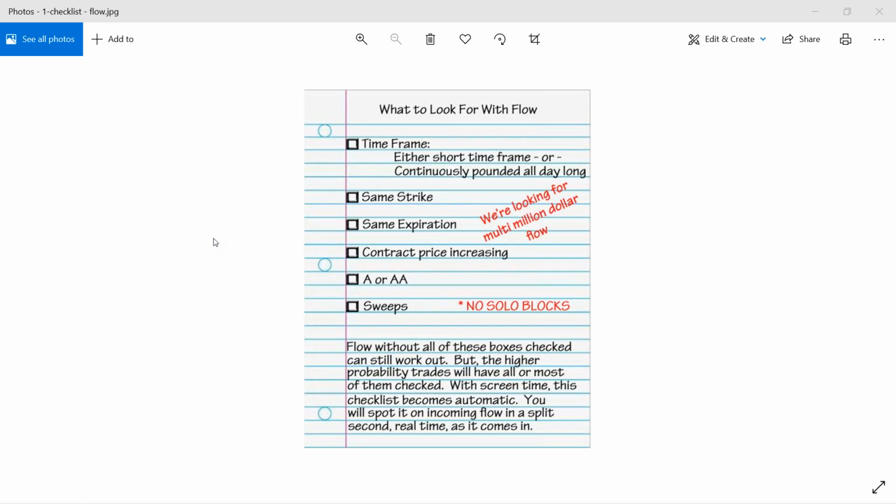So if every box on this checklist is checked off, you have a high probability of making money. You are not guaranteed to make money. So trade and risk management is vital. You can have every single trade be a profitable trade, that you manage wrong and lose money on every single one of them. Okay, and I've had people send me messages like that.